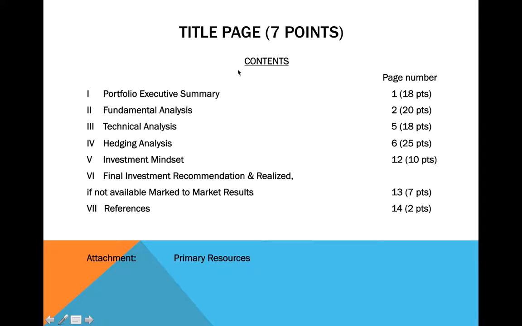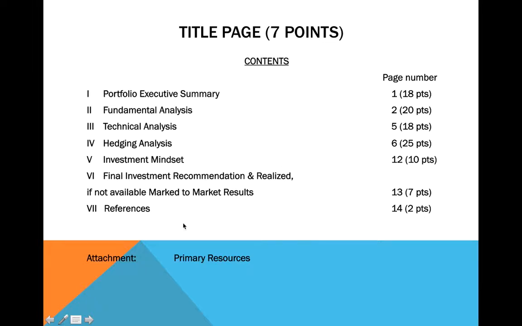this is something I would like to bring to your attention: you have to give the portfolio executive summary, and that is going to be 18 points. Fundamental analysis is 20 points. Technical analysis is 18 points. Hedging analysis is 25 points, and investment mindset is 10. Then you make the final recommendation, which is 7 points, and references are 2 points. Make sure that you do the references.